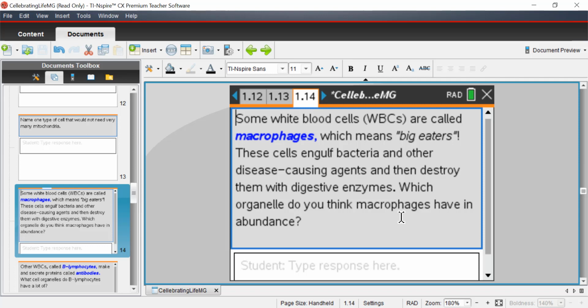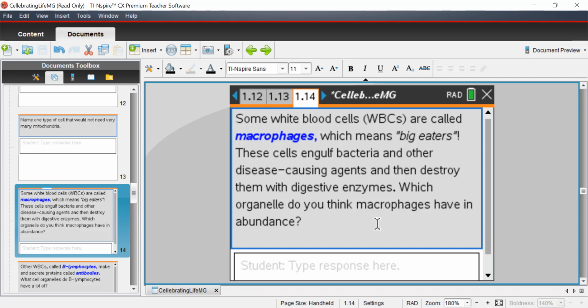They're called macrophages, which means big eaters. And these cells will engulf bacteria and other disease-causing agents and then destroy them with digestive enzymes. So if it doesn't belong in your body, you can rest assured the white blood cells are going to be attacking it. If you have a bacterial infection, your white blood cells are trying to sort of clean house. They're kind of like the housekeepers of the body, and they float around the blood system. They find these foreign invaders in your body, engulf them, basically eat them, and then spray all kinds of digestive enzymes to break them apart.